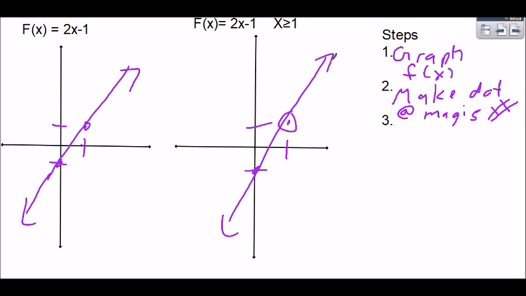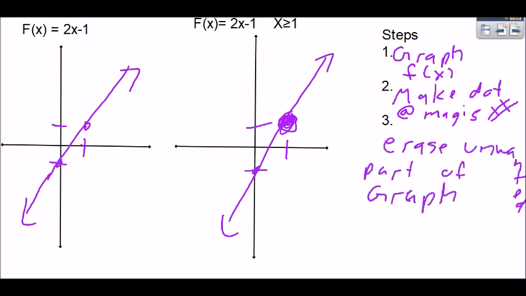And just like we did with inequalities, if it is greater than or equal to, I'm going to fill in the dot. If it's just greater than, I'm going to leave it open. So this is going to be a closed dot. And then my final step is erase the unwanted part of the graph.